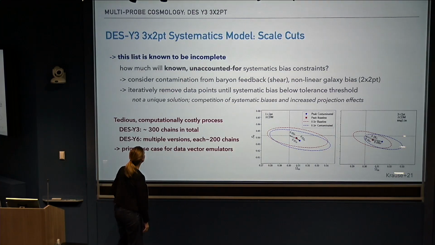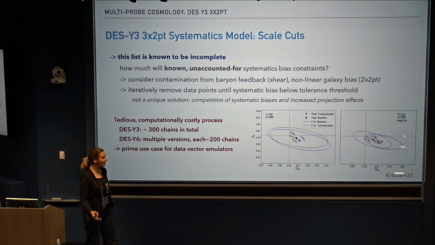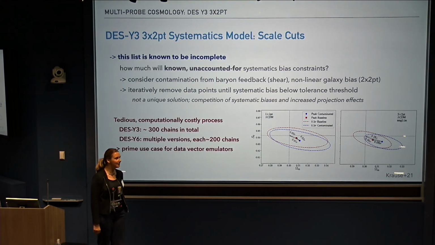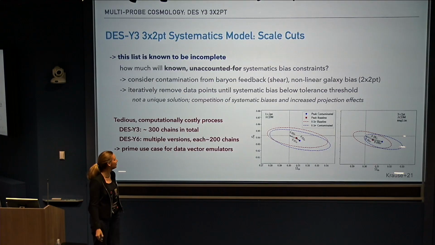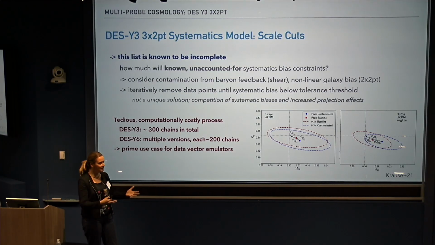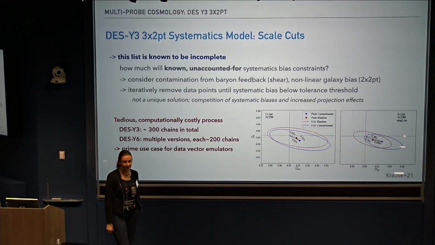Now, dealing with these known but unaccounted for systematics is a tedious process. We figured that baryonic feedback and modulations in the matter power spectrum will be the main systematic for cosmic shear, and nonlinear galaxy bias for galaxy clustering and galaxy-galaxy lensing. So at that point, we agreed on some type of contamination that we put into a synthetic data vector and analyzed them repeatedly, throwing out data points until our systematic biases are below some threshold.